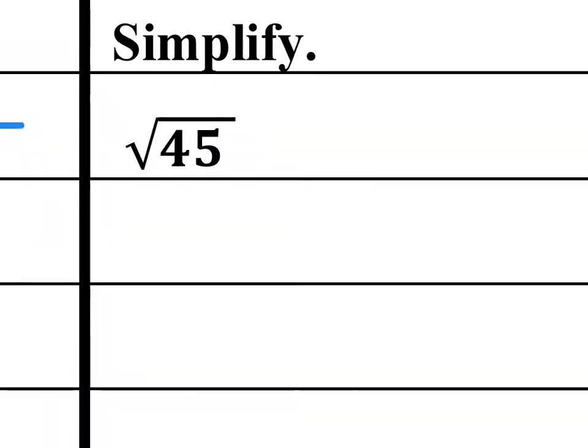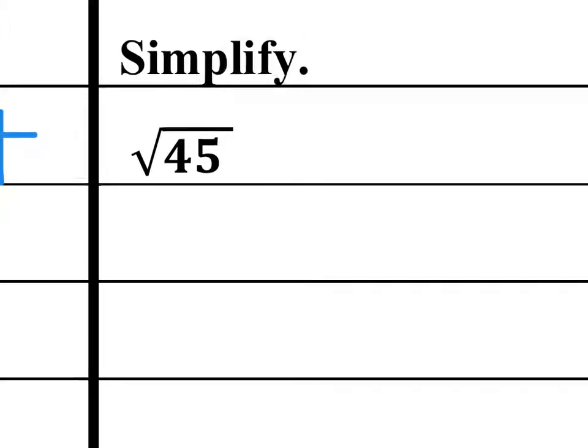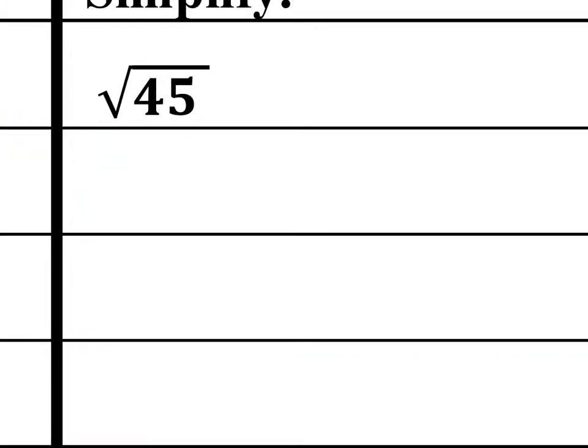Think about your list of perfect squares: 1, 4, 9, 16. They're on that poster over there, underlined in green. What's the largest perfect square that 45 evenly divides by? You can go through the list if you want. We don't care about 1 because 1 doesn't count. Does it divide evenly by 4? No. Does it divide evenly by 9? Yes. Okay, hang on to that.